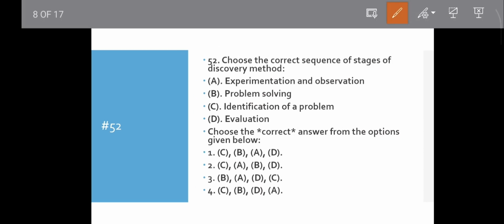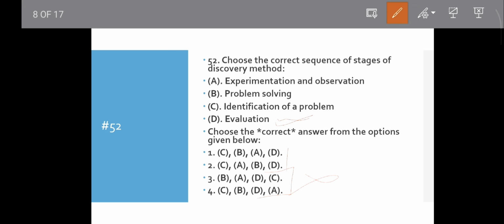Question number 52. Choose the correct sequence of stages of discovery method: experimentation and observation, problem solving, identification of a problem, evaluation. Sequencing. First, identification of problem. Second will be observation, that means experimentation and observation. Then problem solving. Then the evaluation. Evaluation will come in last, so option 3 and 4 will be incorrect. Then you have to choose option 1 and 2.